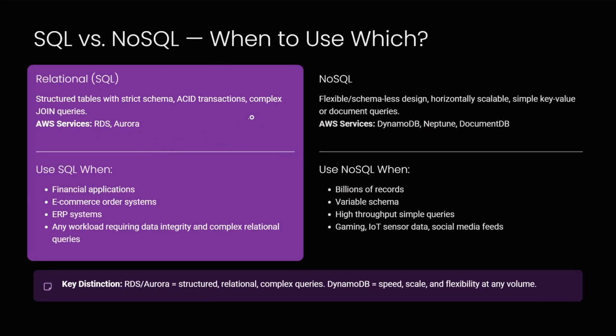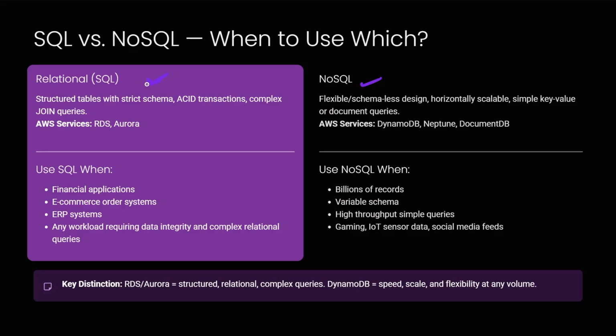Okay, let's start with the basics. In the cloud world, you basically have two flavors of databases. One is relational, which we call SQL, and the other one is non-relational, which we call NoSQL. Let's look at relational, that is SQL.